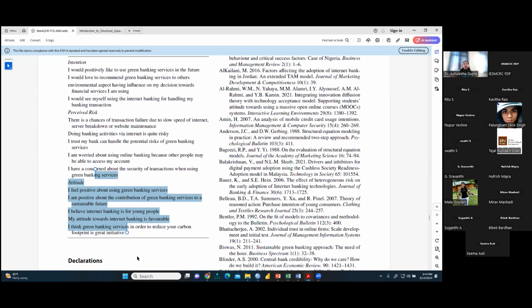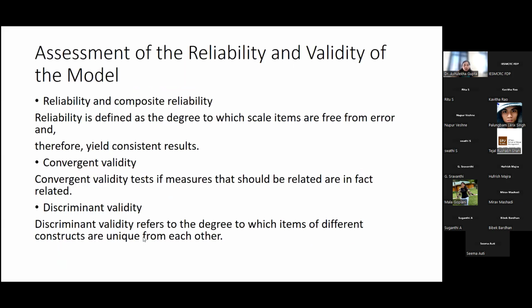Why? Because there is no unique set of questions. For attitude we are measuring, that is a unique set of questions. For measuring perceived risk, a unique set of questions. For intention, we are measuring a unique set of questions. So in that way, we are taking all these questions into consideration. So discriminant validity is poor. Let's say if the discriminant validity is poor in my case, then that is indicating: please rework on your questionnaire. Discuss your questions with some experts.